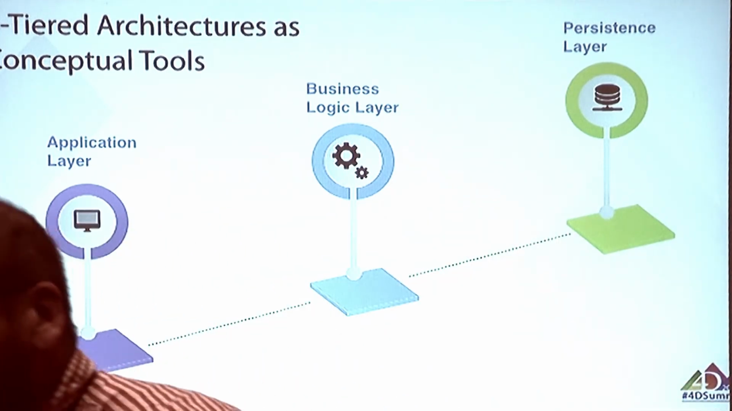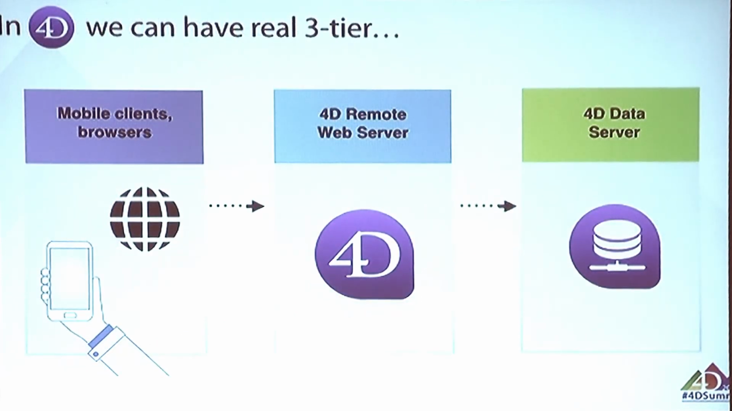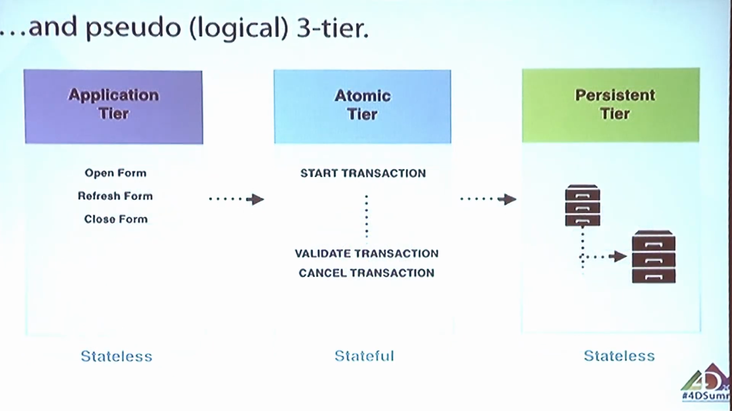It's maybe not on a literal tier. We can configure it as 3-tier, but if we think of our transactions as containing the business logic, then we can write, once again, stateless code, where on the client we just do very little. We populate a field, we call save record, and everything goes on in this middle business logic tier. This is a real 3-tier configuration for 4D, because we can run it in 3-tier, and increasing numbers are now. We can, for example, have mobile clients talking to 4D Remote and 4D Remote talking to the data server.